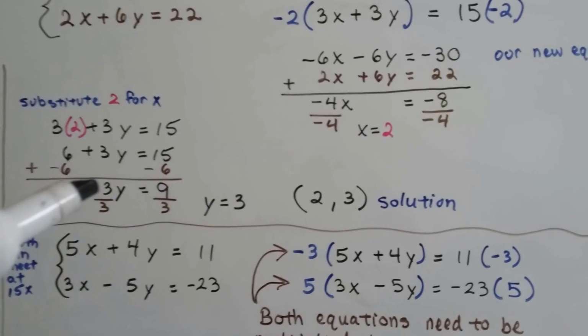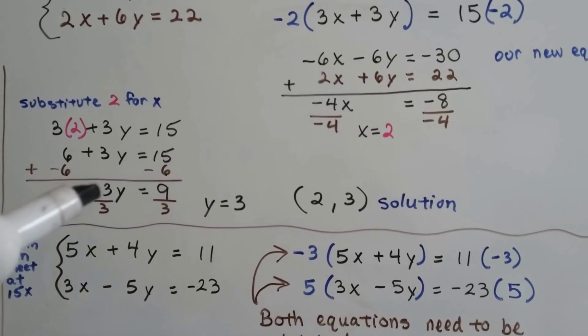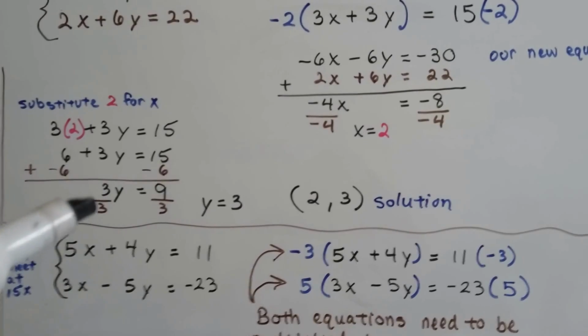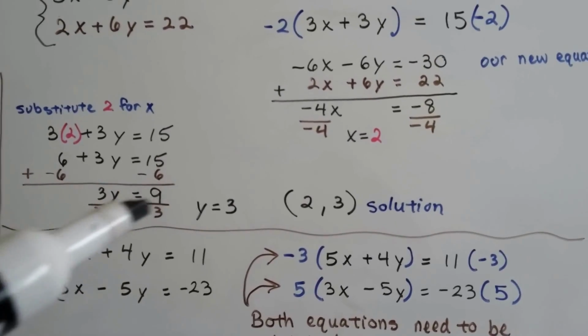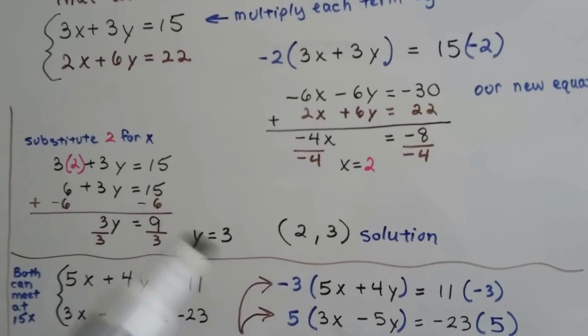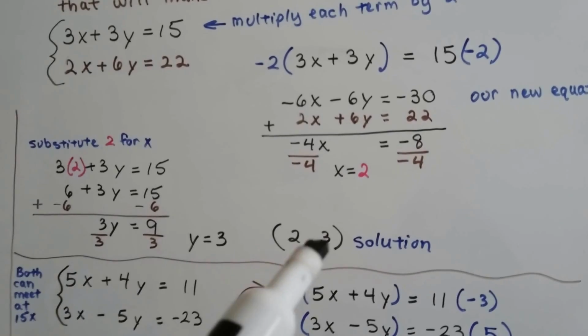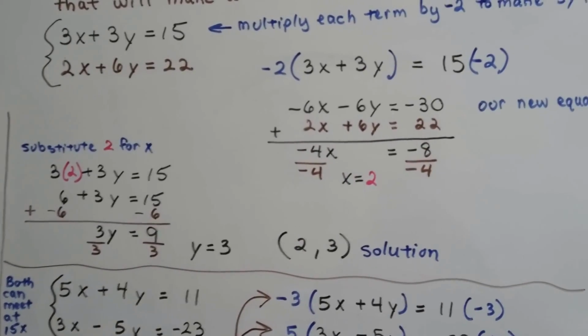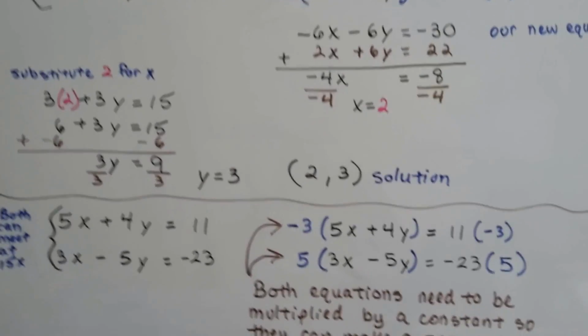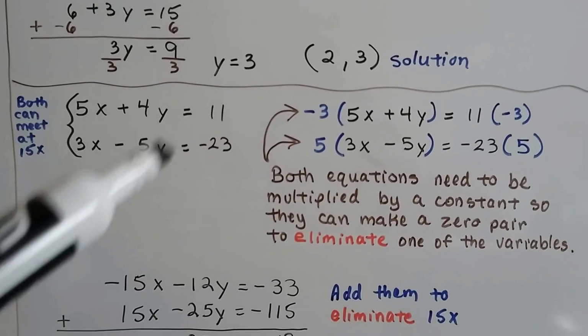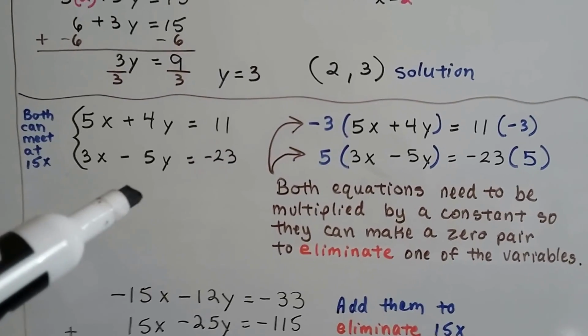Now we can divide each term by this 3 coefficient, and we get 1y equals 3. So we know our solution to this system of equations is a 2 for x and a 3 for y. See that? Now what happens when we don't see an easy way to multiply them?